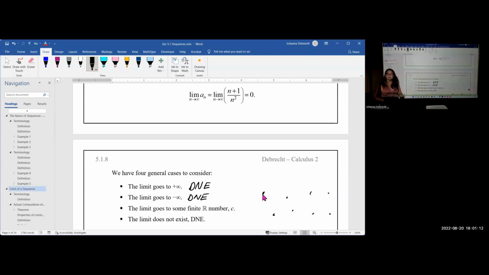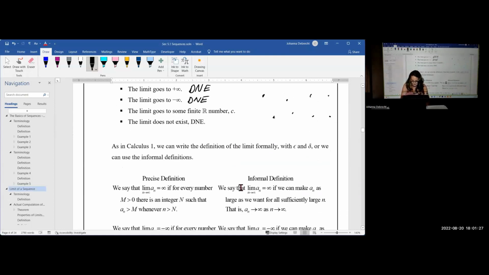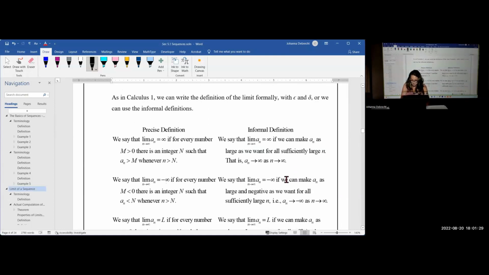It just keeps ping-ponging above, below, and it never gets close to one value. Then we would say the limit does not exist, but not because it goes to infinity or negative infinity, it oscillates. Now let's take a look at the precise definitions from Calculus 1 and try to make it a little bit more clear mathematically what we're talking about when we take a limit of a sequence.